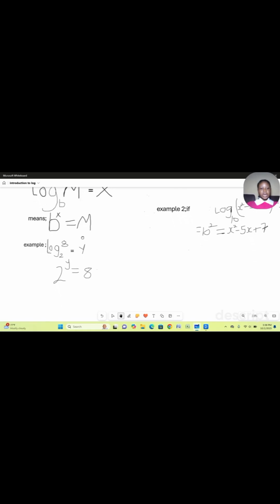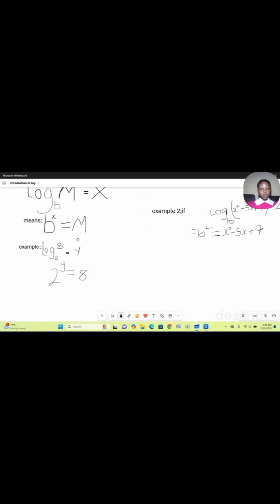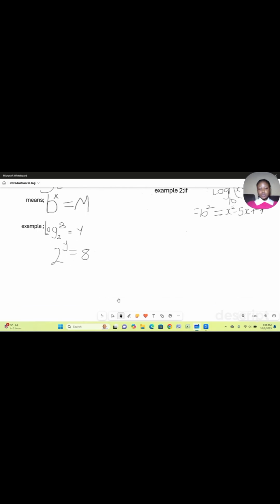We have log 8 base 2 equals y. I said earlier that any value in front of the equal sign becomes the power of the base. So we have log 8 base 2 equals what? 2 raised to power y equals 8. That is, 2 raised to power 3.